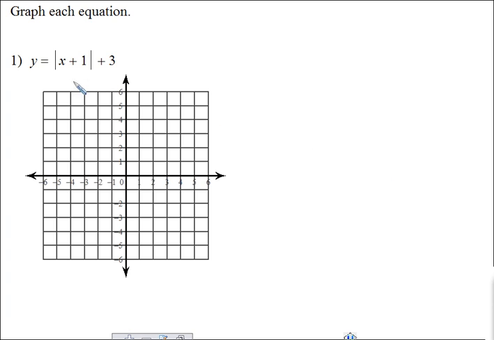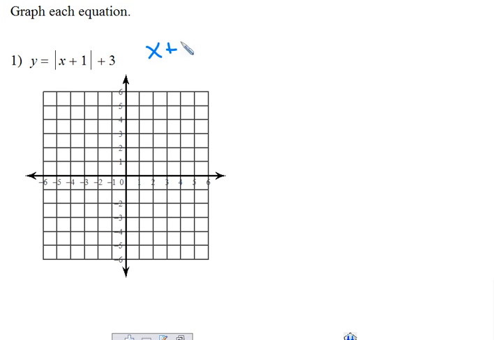First thing we need to do is look at this absolute value graph, and we know that the shape of this graph is a V. The first thing we need to do is find the vertex. Now we can do this a couple ways. The safest way is to take that inside portion right here and set it equal to 0, and that gives us -1. And then when you plug -1 in, you get 3. So the vertex is going to be at -1, 3. Or we can use our translations, which is going to be a shift to the left 1 and up 3. So this is where the vertex is.